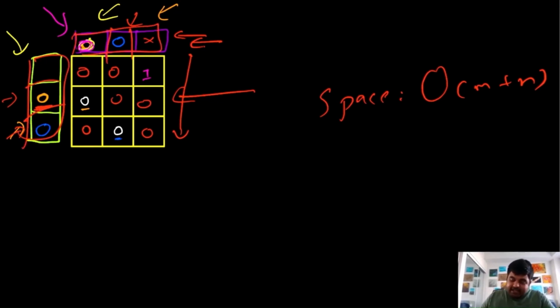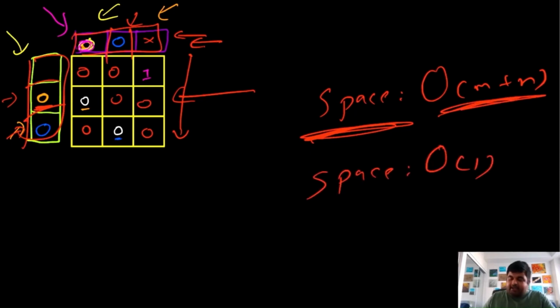The question is, can we actually do something better and not even use this m plus n space, and can we make the space complexity big O of 1? And yes, there is a solution that achieves this in big O of 1 as well. So let me quickly show you how.